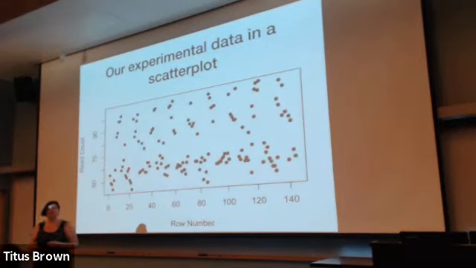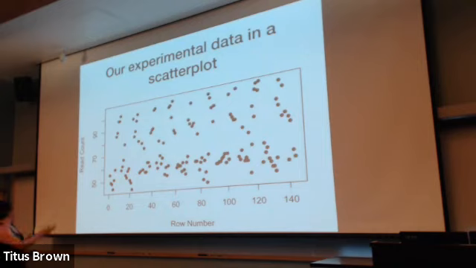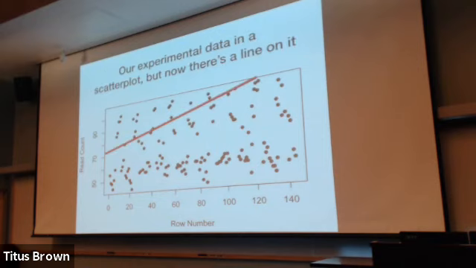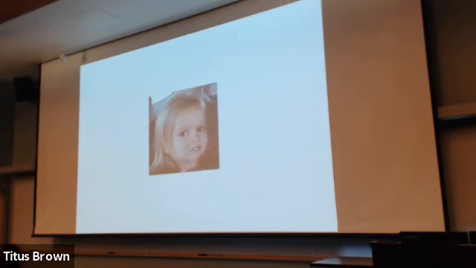So if I take the counts for that one gene and I plot them so that read counts is on the y-axis, and I just plot them by row number, I get a scatter plot that looks about like this. It's got lots of dots in it, yeah? So now my experimental data is in this scatter plot and there's a line on it. What I want to know is how you feel about that line.